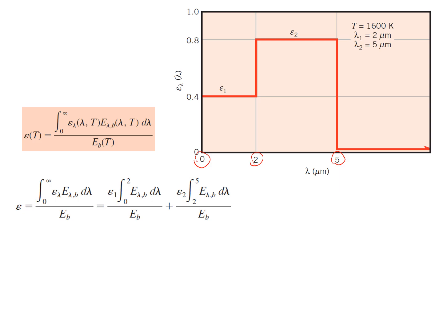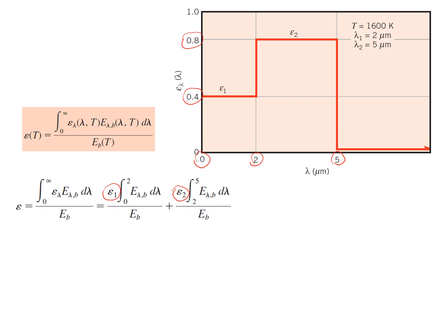During the 0 to 2 wavelengths, my emissivity is known to me and it's actually constant. It doesn't really vary with lambda anymore. So in those cases, your emissivity actually comes out of the integration. The second one, from 2 micrometer to 5 micrometer, again, the emissivity comes out of the integration because it's not a function of lambda here. And these values I actually know. It's going to be 0.4 from the graph and then 0.8. So these 2 values I know.